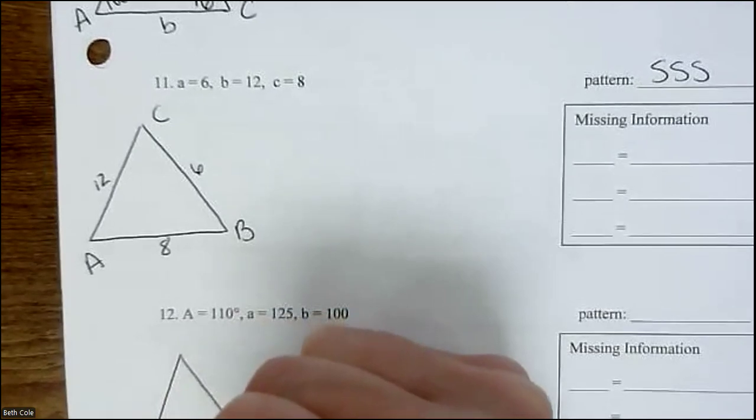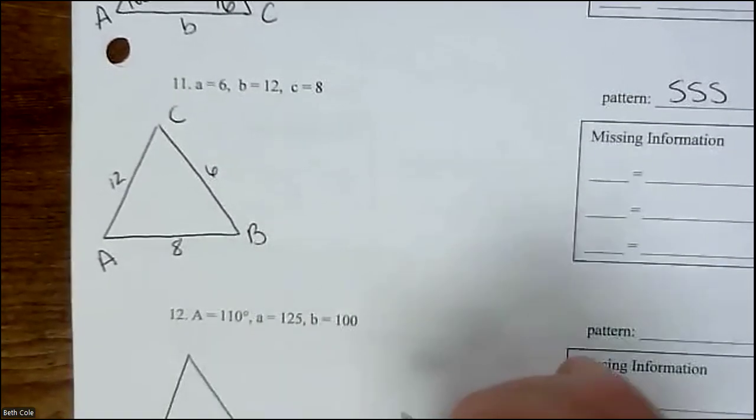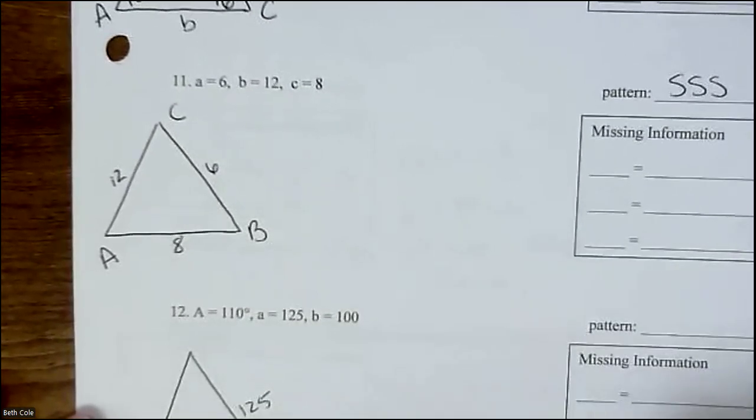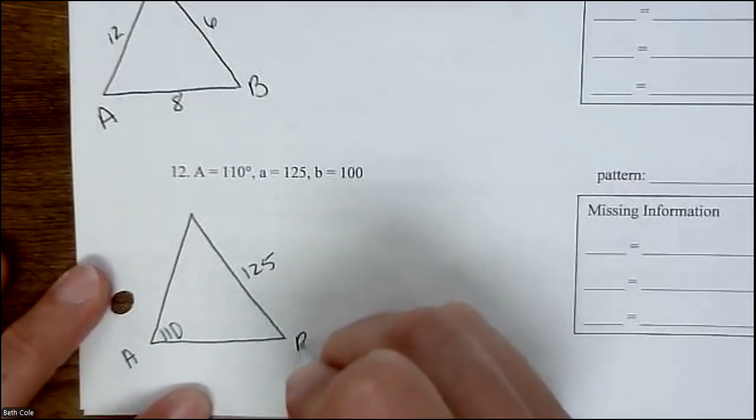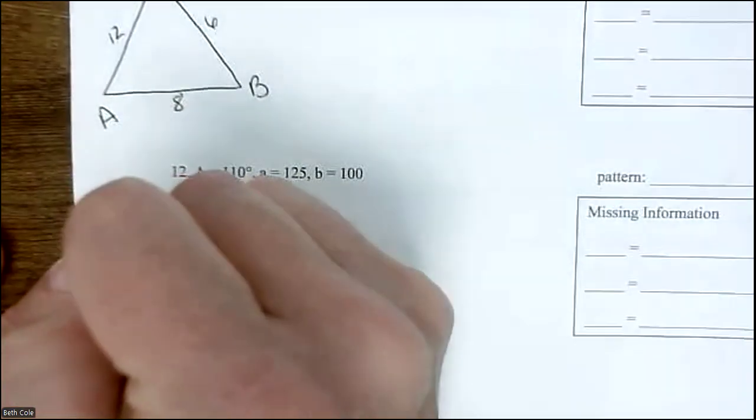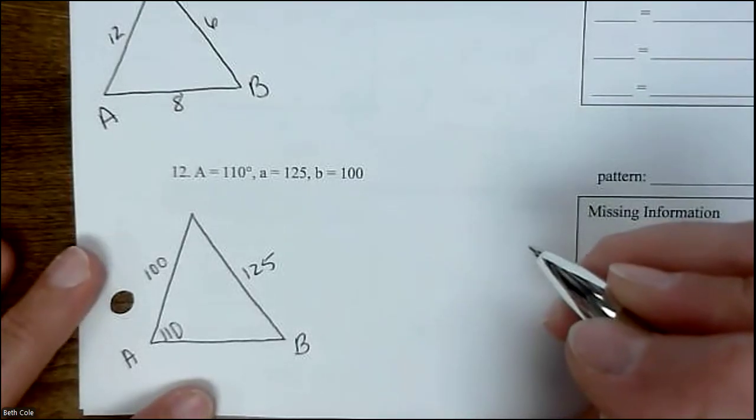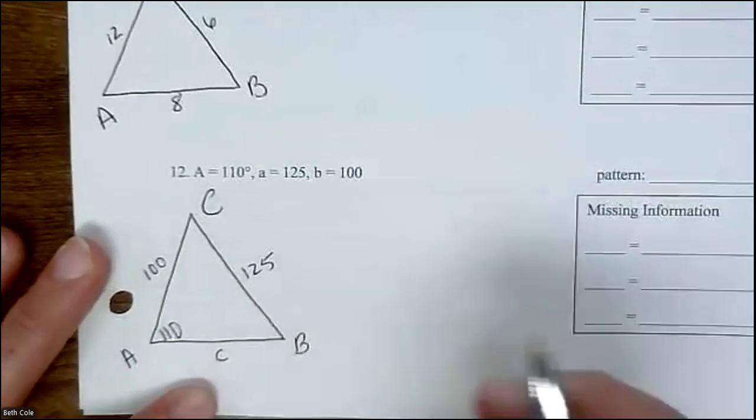All right, here we've got A is 110. Little a is 125. And then angle B I'm going to put next. Across from that is 100. And then C is the one we don't know anything about.